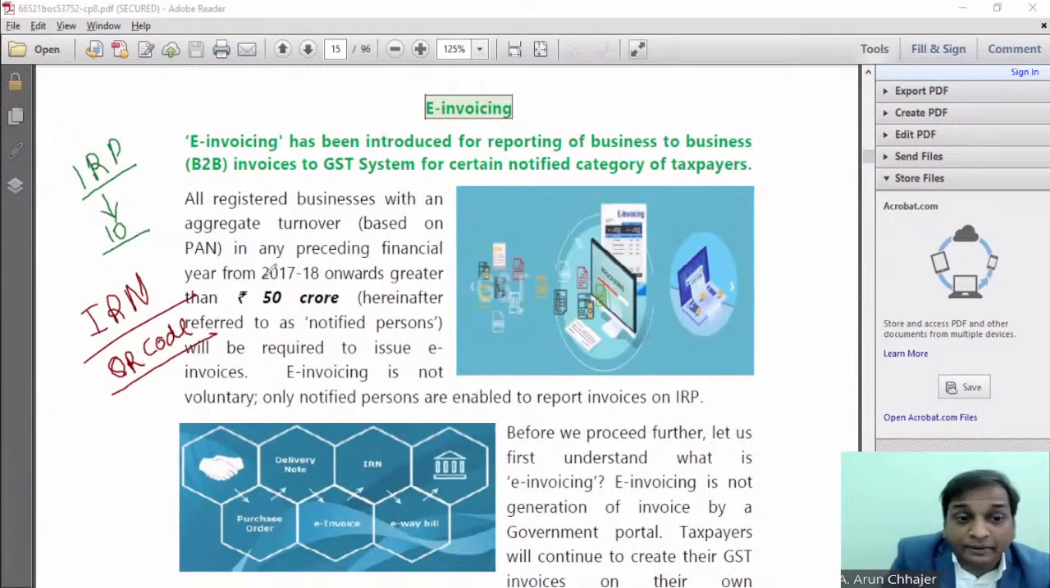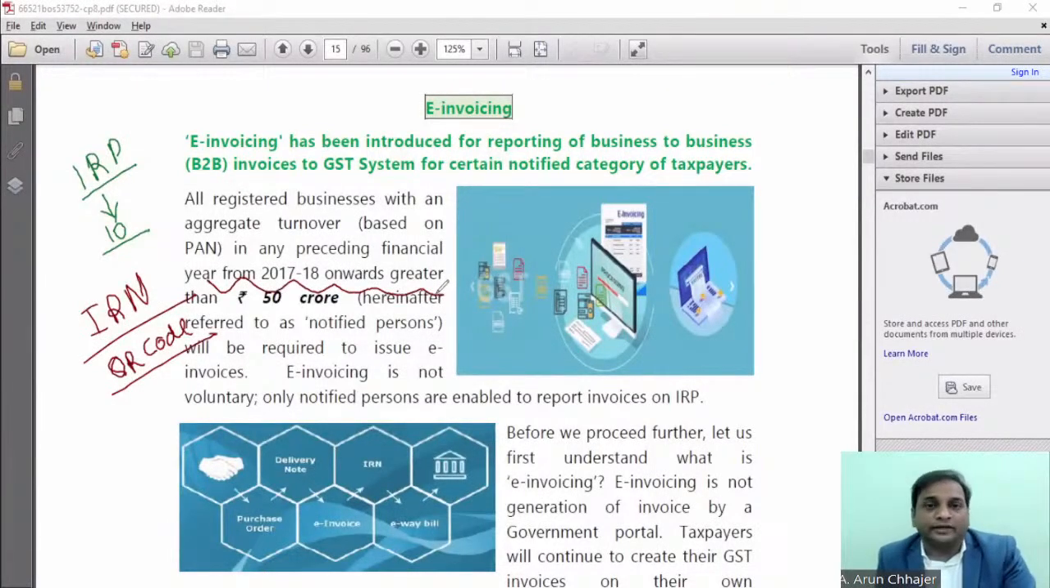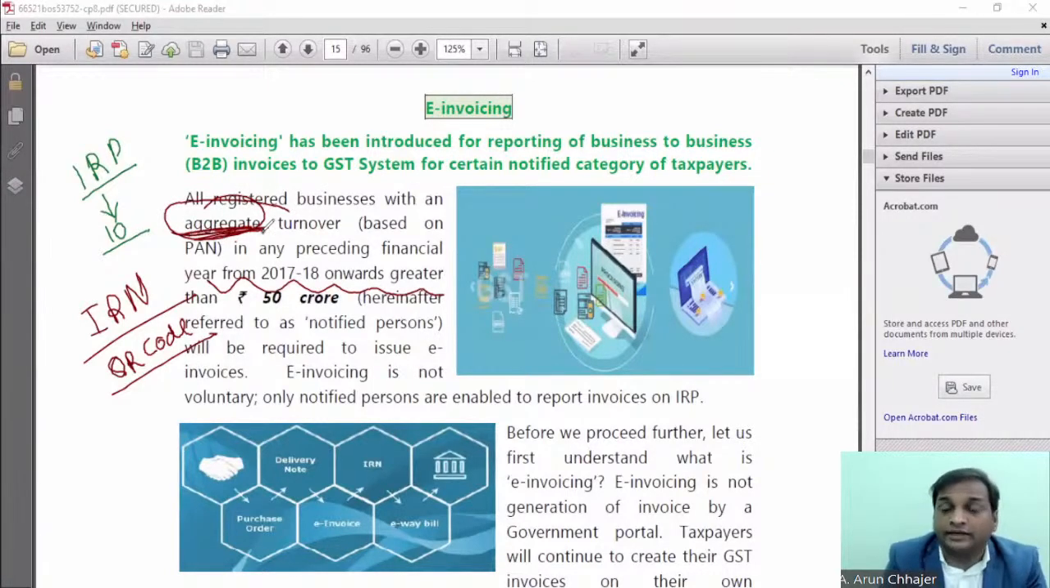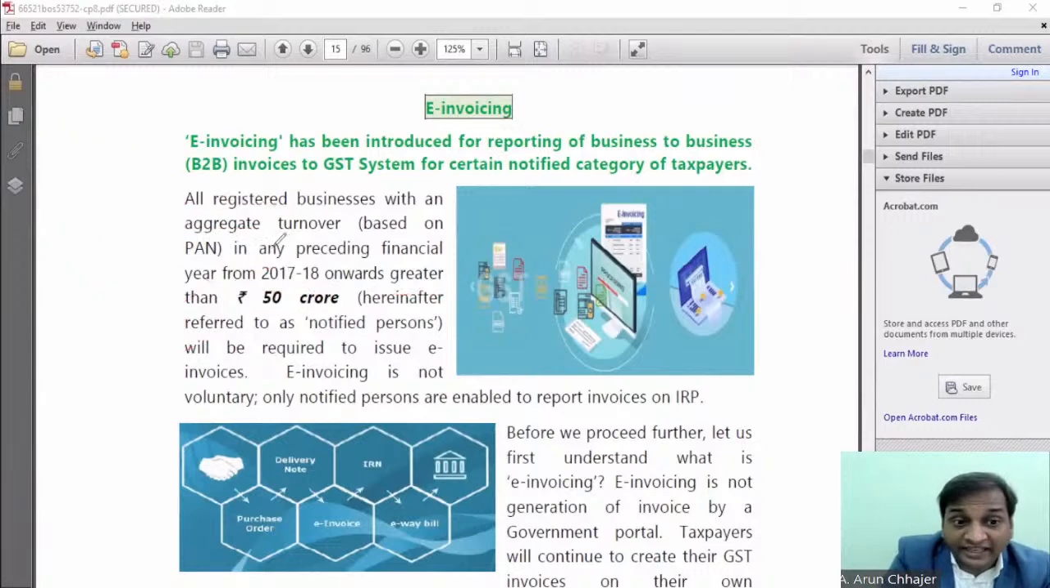When is it applicable? If your aggregate turnover is exceeding 50 crore. Always remember, the word has to be there: aggregate turnover. Not only turnover, not annual turnover, nothing else. Aggregate turnover. This word has to be there. Very, very important.